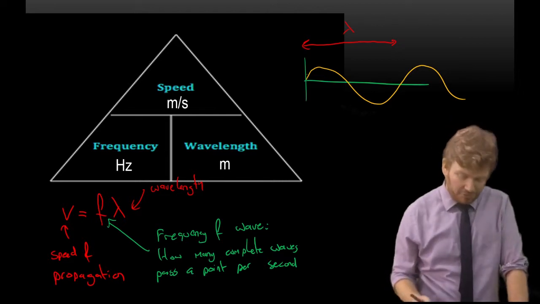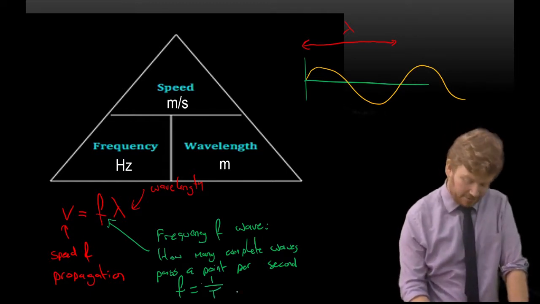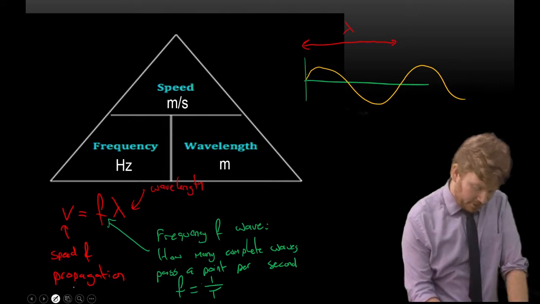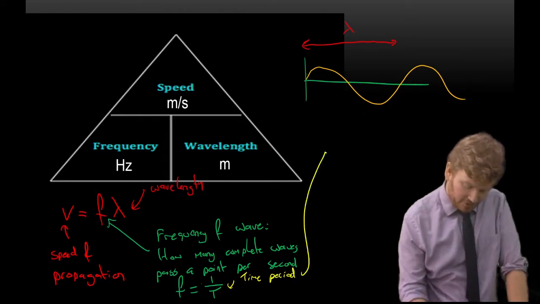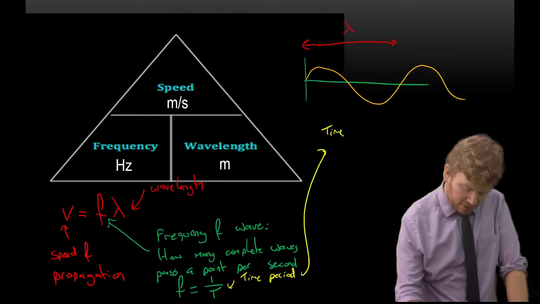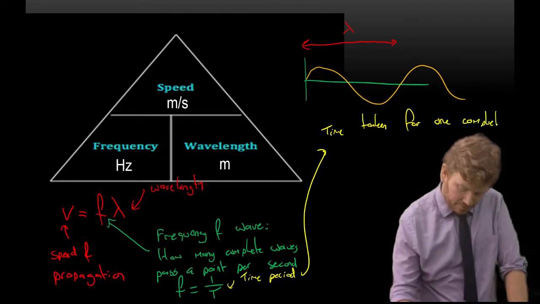So it's then pretty simple to say that frequency is equal to 1 divided by this big letter T. And this big letter T is what we call the time period. What is the time period, you ask? Time period is the time taken for 1 complete wave to pass a point.